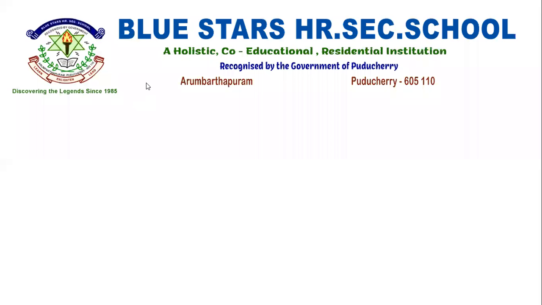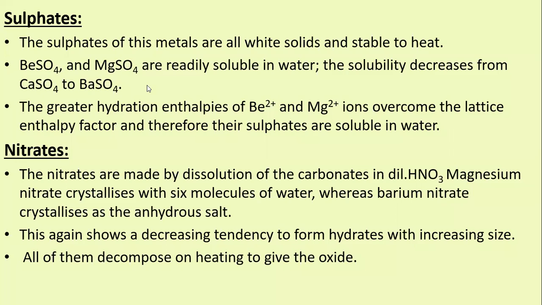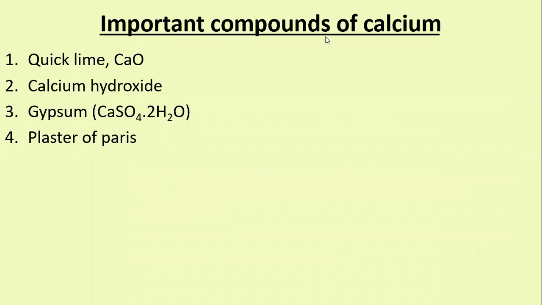Okay. So now we'll move on to the important compounds of calcium. Okay, so this is very, very important. Here the calcium compounds are very important. Many are there. So first comes quicklime, that is indicated by the formula CaO. CaO is said to be calcium oxide. That is simply said to be quicklime.